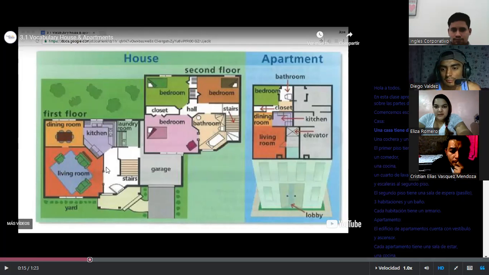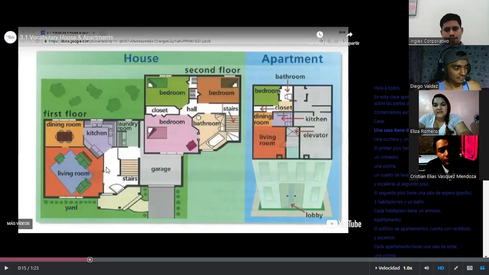The living room. Okay, you have a living room. What else? Kitchen. You have a kitchen? Okay. Just that. Do you have a dining room? Dining room. Yes. Okay, so good. I guess you have a bedroom. How many bedrooms do you have? One, two? Two. Two bedrooms.